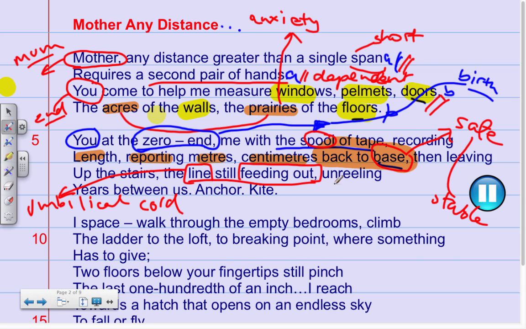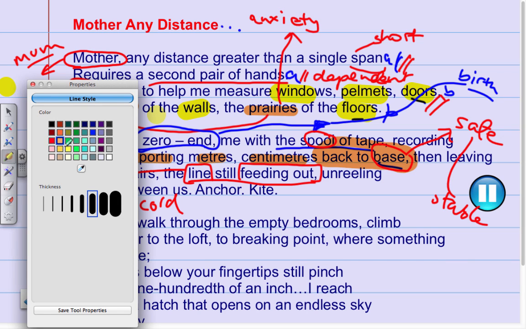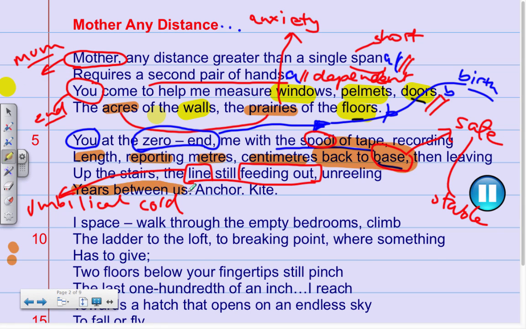Unreeling years between us. So as he moves away from her, he's losing time with her. It's almost like that bond is disappearing in front of his eyes, and that's quite sad. And then you have these lovely, clear and straightforward two visual metaphors, two short sentences for emphasis, and he says anchor, kite. I think that this is one of the central quotations from the poem, and I'll talk a little bit about that in a second.